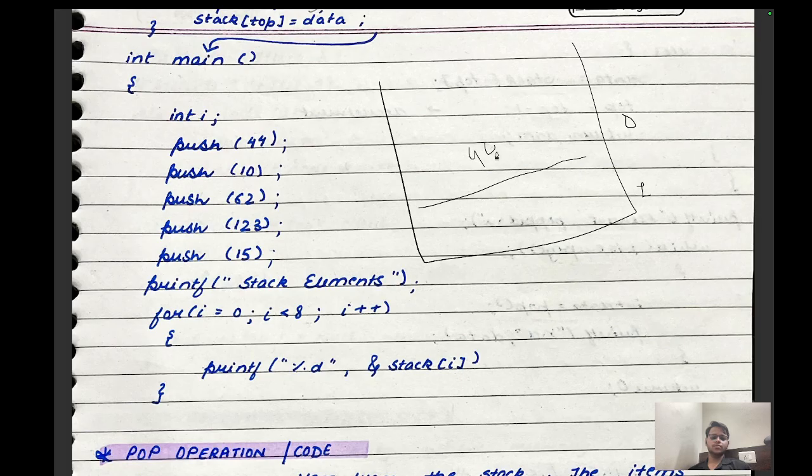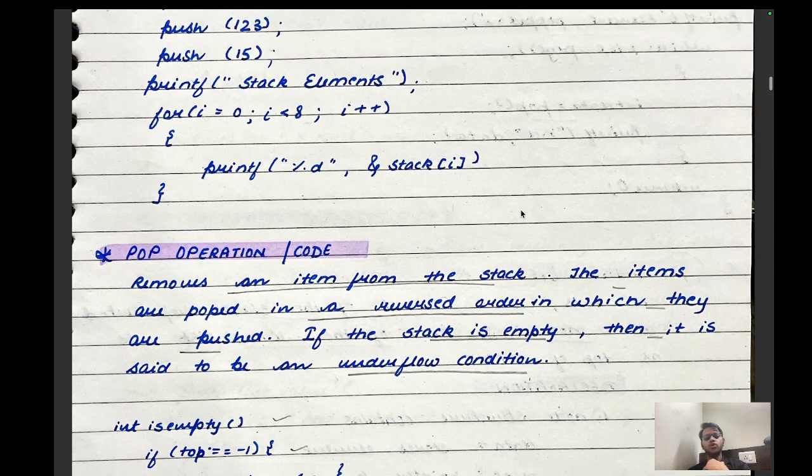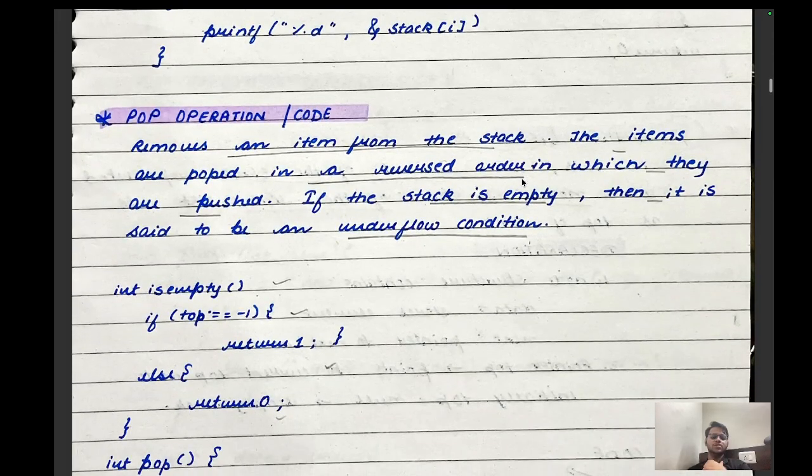So 44 comes here and 10 comes here. Basically, if we are pushing elements like 62 also, then 44 will become the topmost element, 10 the second topmost, and 62 at the last, then 123, and then followed by 15, and whatever else you want to insert. So I explained to you with an example and code how to do operations in the stack.